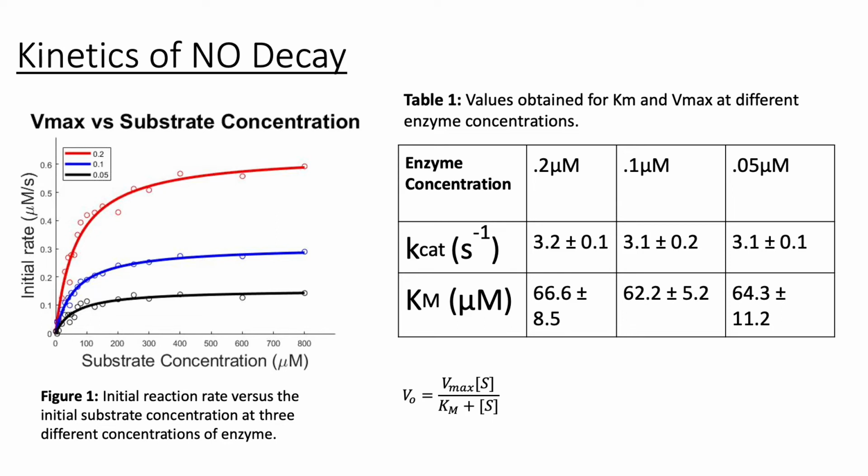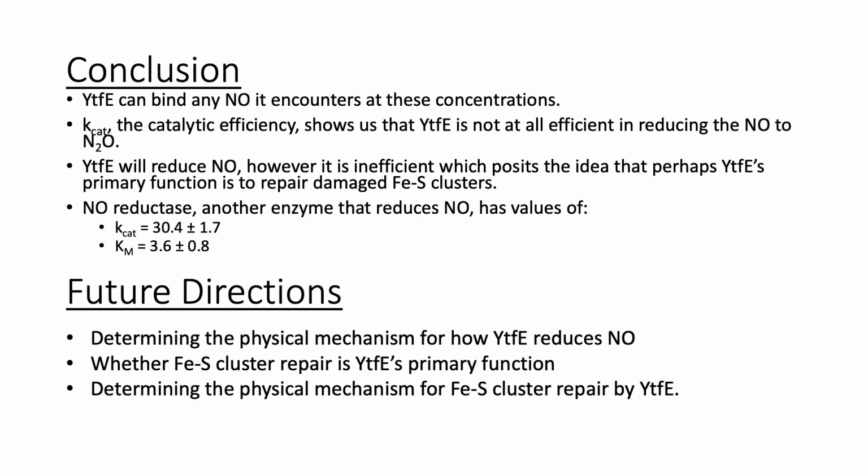Km is representative of the substrate binding efficiency, so the high Km values show that we have a complex that readily binds. However, the low Kcat values are representative of a slow reaction compared to the production of NO by the immune system, therefore telling us that this reaction, while YtfE and NO bind efficiently, does not have a high rate and proceeds slowly. Based on the average Km derived from the experiments, YtfE can bind any NO it encounters at these concentrations.